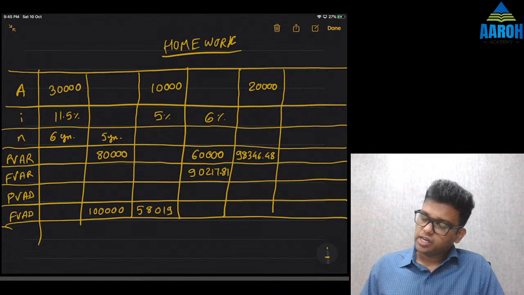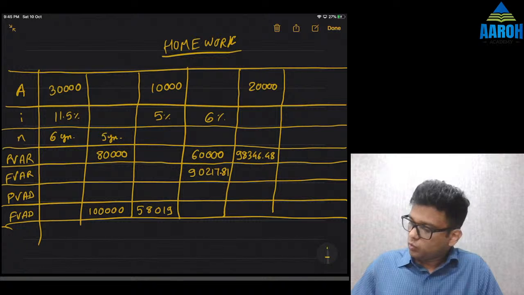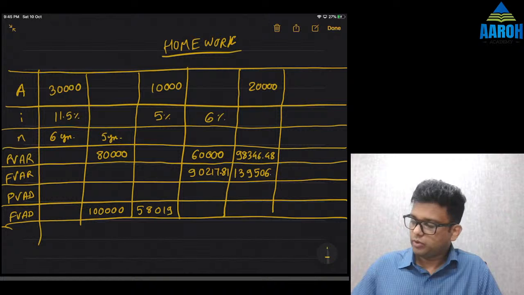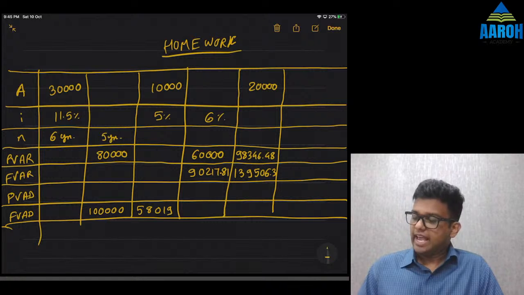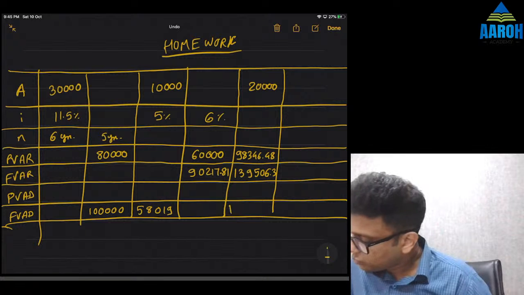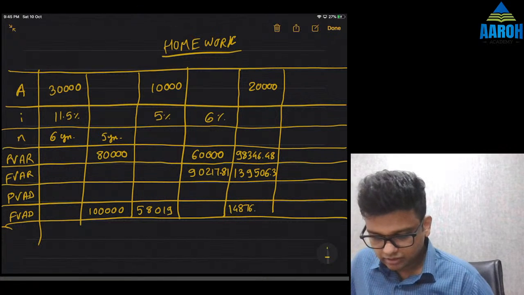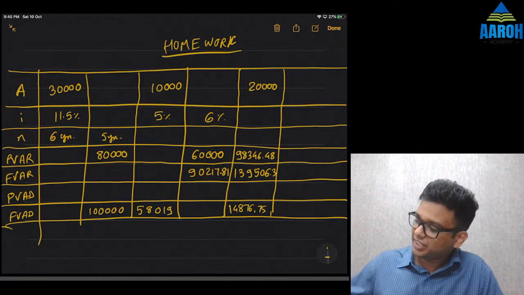FVAR is given as 139,506.3 and FVAD is given as 14876.75. Okay, we can fit two more questions here, so let's fit two more questions here.